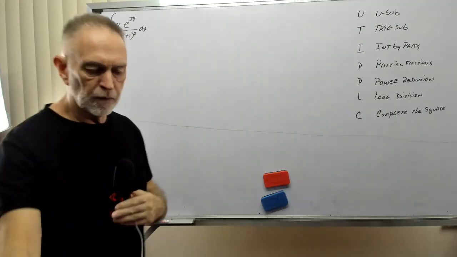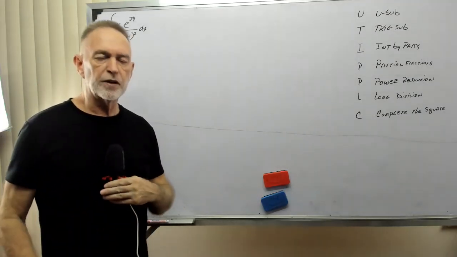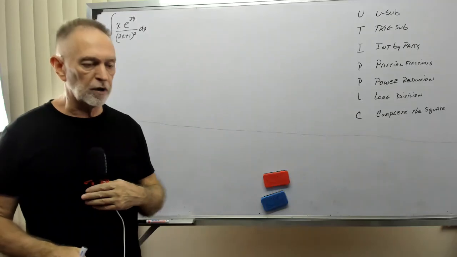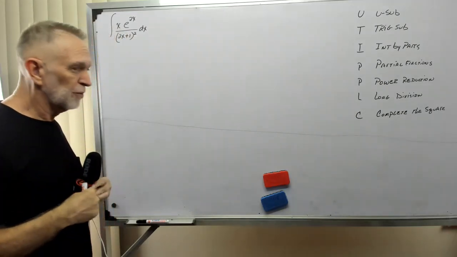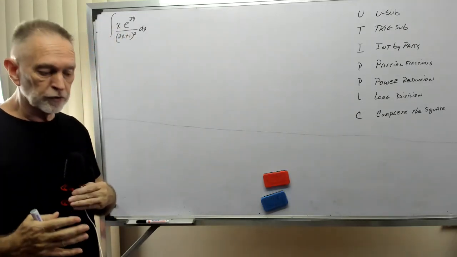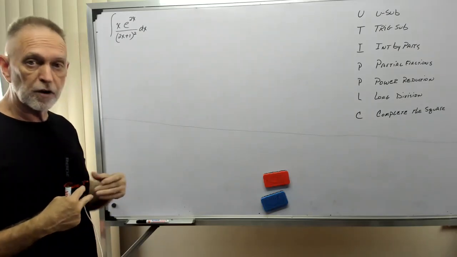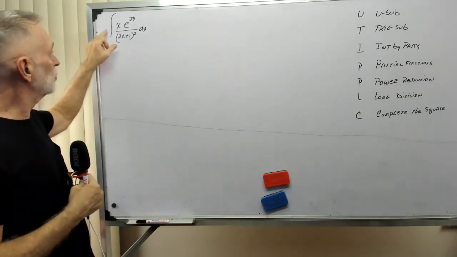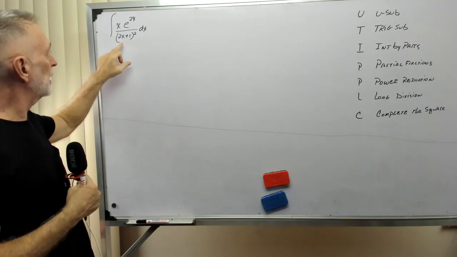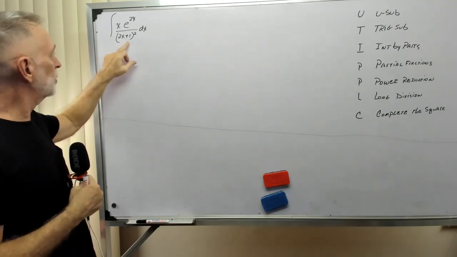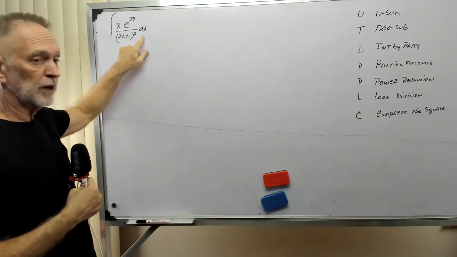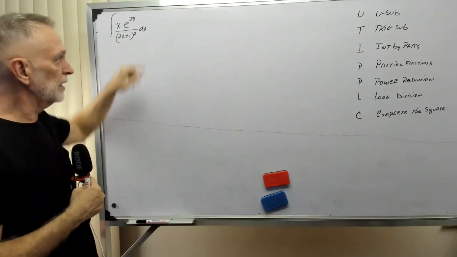Hey guys, tonight we're working a problem that some of the TSU students said they were struggling with. It really boils down to what tools to use when we're performing an integration. So we have the integral of x e to the 2x divided by (2x plus 1) squared, and we're integrating on x, so it's a dx.